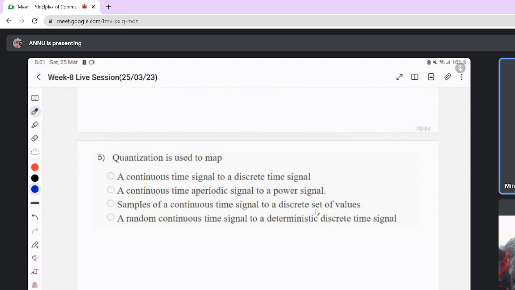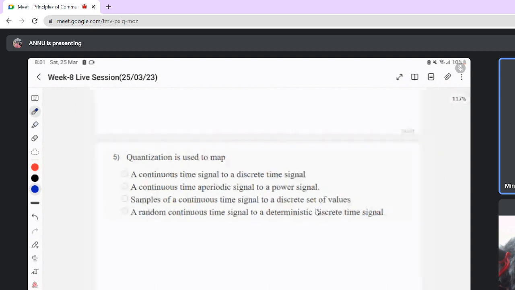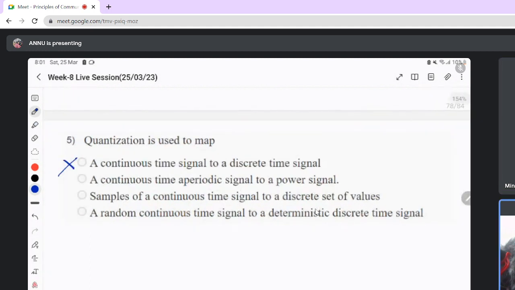Actually, discrete samples can have an infinite number of values, but after quantization they acquire only a finite set of values. Nice observation. So this one is wrong. And the second one is a continuous time aperiodic signal to a power signal. We are not only bounding it to aperiodic signal, and an aperiodic signal can never be converted to a power signal. It's very true, because a power signal is only for periodic, and we never saw that anywhere. So the second option is also wrong.